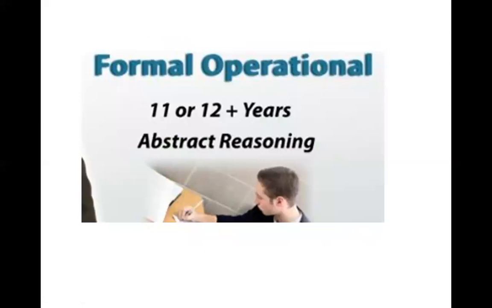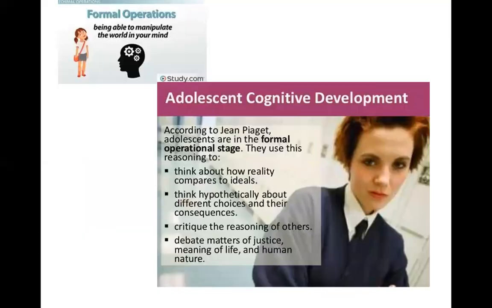Last one is formal operational stage. It is 12 plus years. Here the abstract reasoning takes place. Here, according to Jean Piaget, the children start thinking how reality compares to ideas. Now, the children have some ideals in their mind. They have formed their own philosophy. And of course, they choose different choices and they know very well about the consequences of their choices too. And here they can understand their ideas and of course the reasoning of others too.